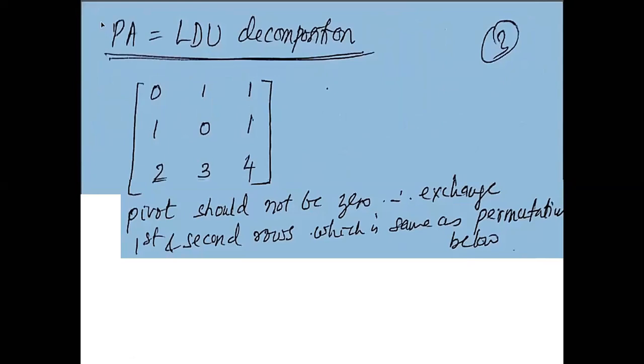Yes, sir. Okay. We are given this matrix, and the problem with this matrix is that the first position itself is a zero, and that cannot be done. Therefore, we need to convert this matrix into a permuted matrix. So what we do is we exchange row number 1 and row number 2, right? So once we do that, then we will get a different matrix.